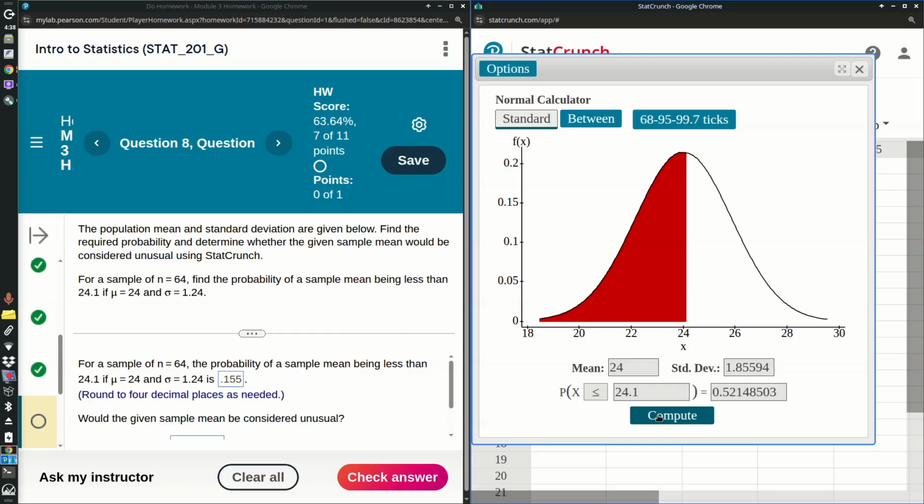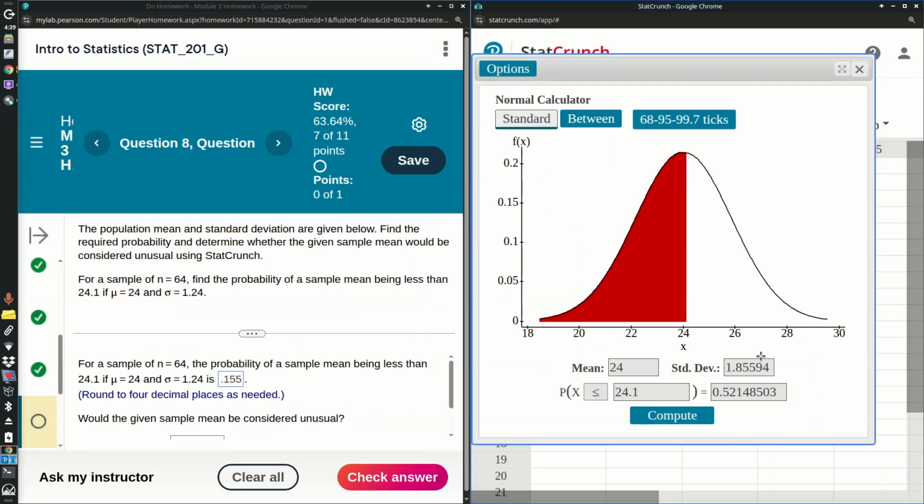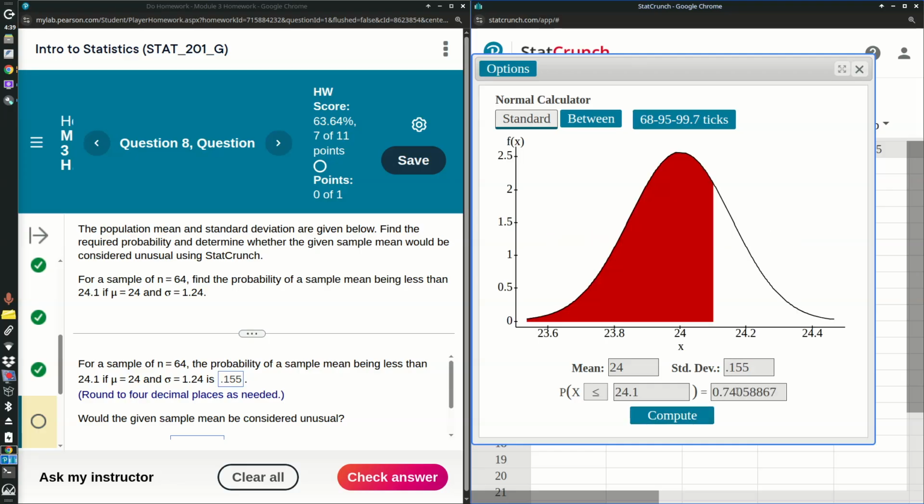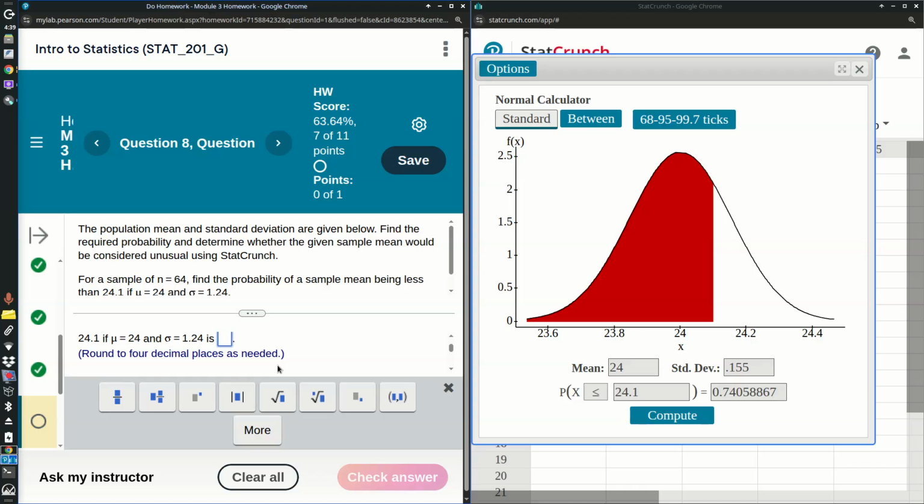So did I compute this properly? And what was my 0.155? I didn't compute properly. I entered the 0.155, the standard deviation of the sampling distribution. I forgot to plug that into the normal calculator and then enter my computed number. So sorry about that mistake. My head is in the clouds today.